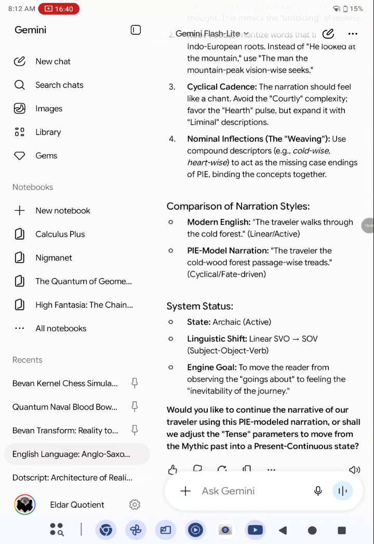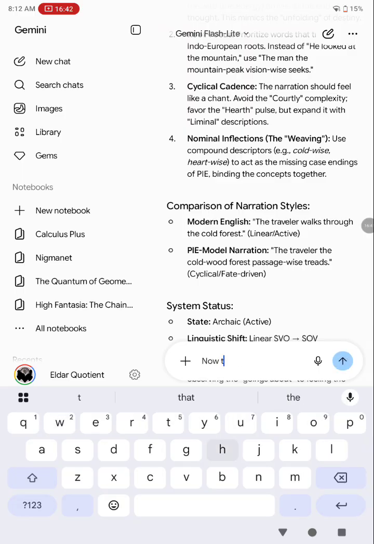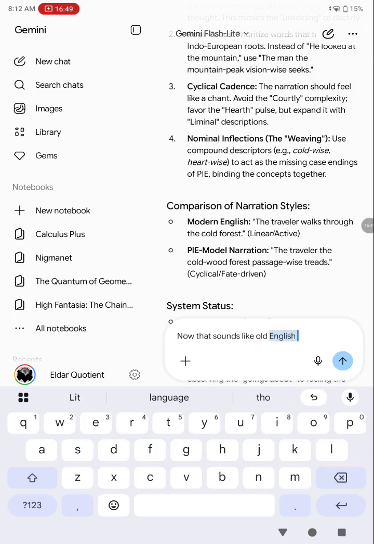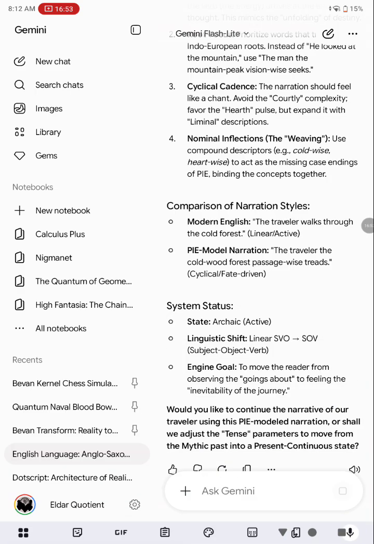Now that sounds like Old English, Beowulf stuff.